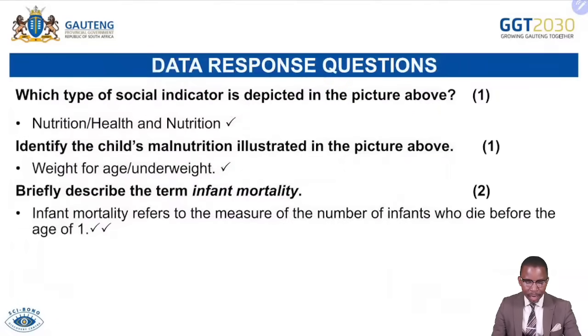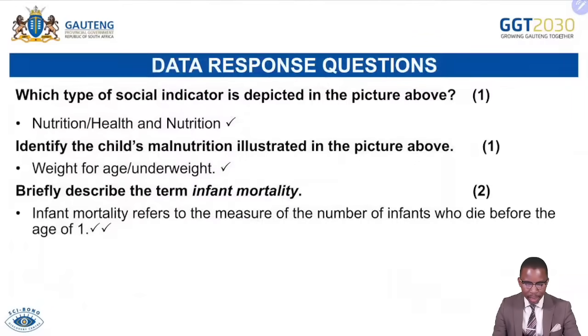Then which type of social indicator is depicted in the picture above? Nutrition, health, and malnutrition, health, and nutrition. Identify the child malnutrition illustrated in the picture above. Weight for age or underweight. You can see that the child that is indicated there is underweight. So briefly describe the term infant mortality.